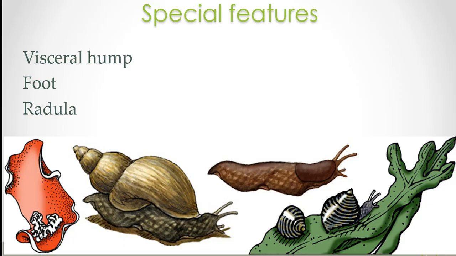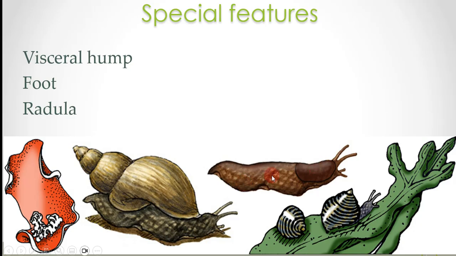All right. They also have other special features, including the foot and the visceral hump. We will see that this is basically the globbiness of them, right? And then the radula is the food part. So we're going to see, like in this snail right here, the visceral hump and the foot.